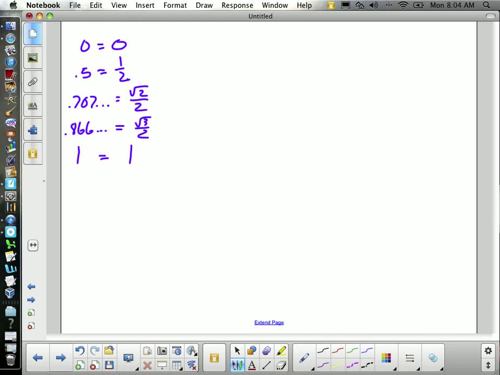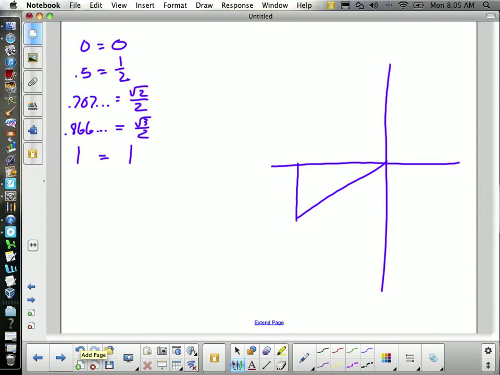The other thing you have to remember is that where is 7 pi over 6? That is in quadrant 3. So we're going to get a lot of negative values here. Now, the best way to do this is to draw my angle in 7 pi over 6. There it is.